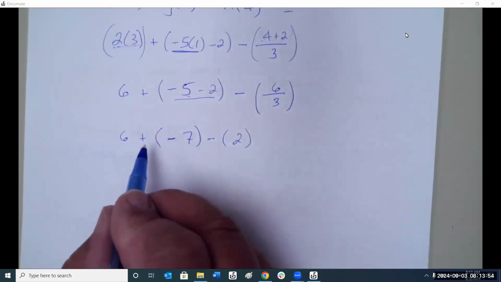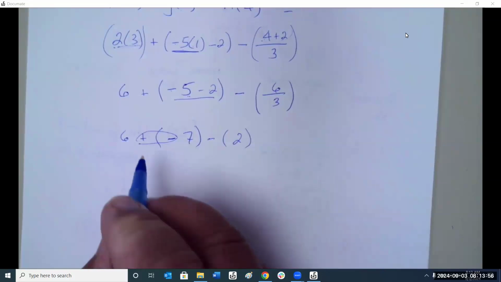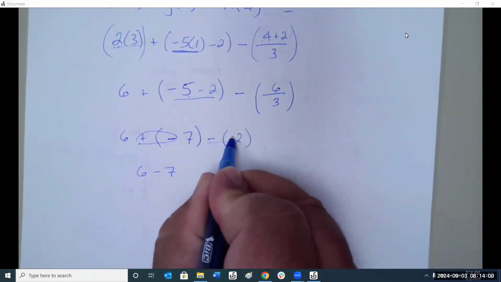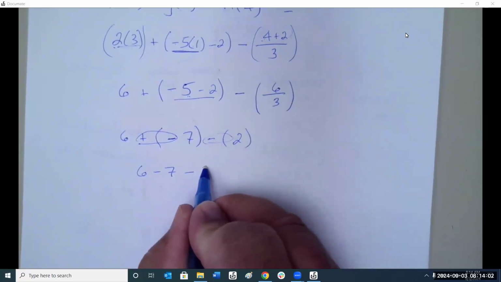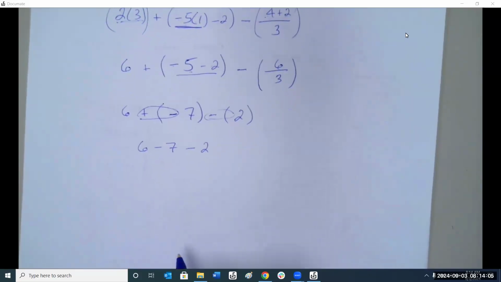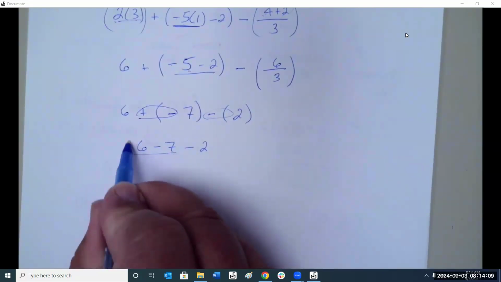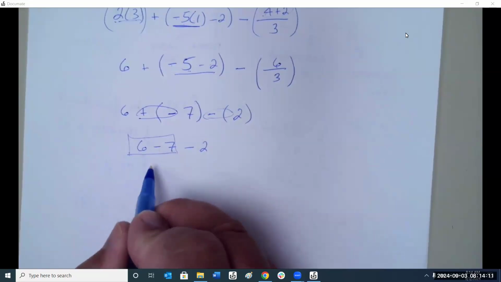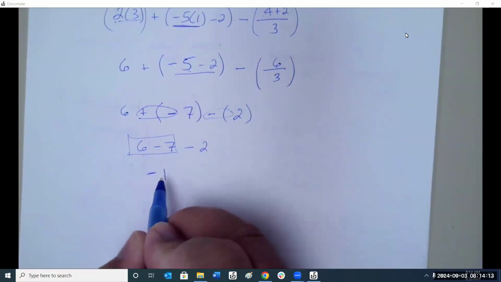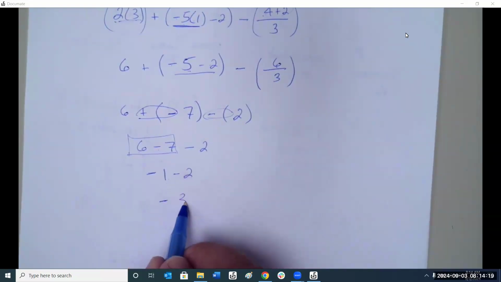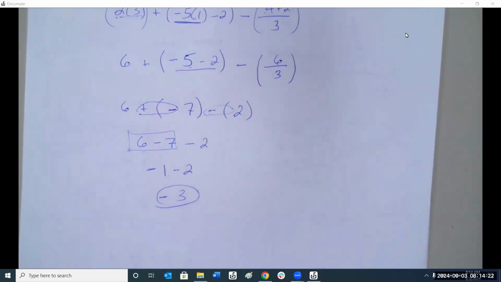Now we get rid of the parentheses. Positive and negative become what? Negative and a positive. So negative. Read left to right. Since 7 is bigger than 6, the answer is negative. 7 minus 6 is 1. They're both negative, so the answer is negative. So we add the numbers. And there's your answer.